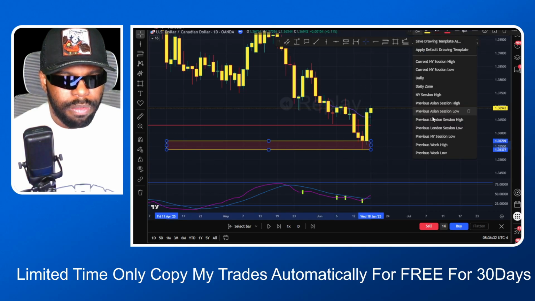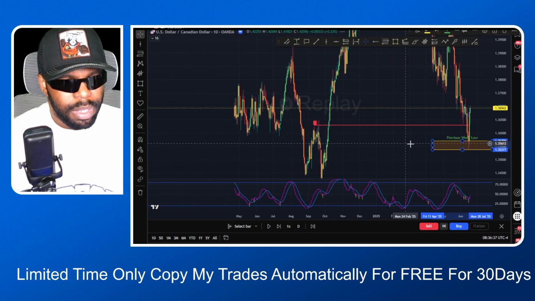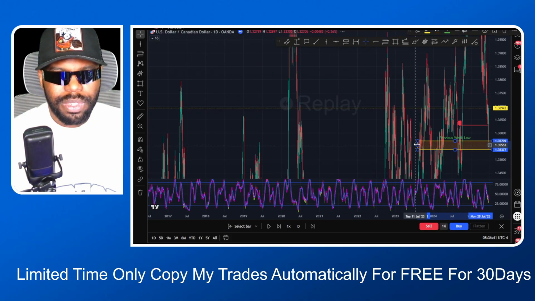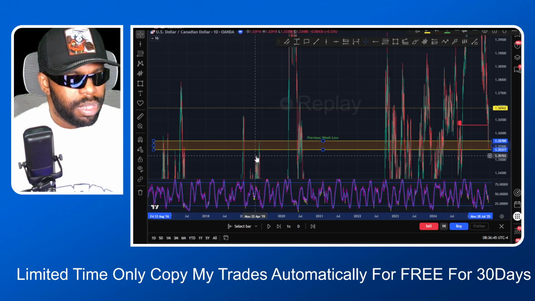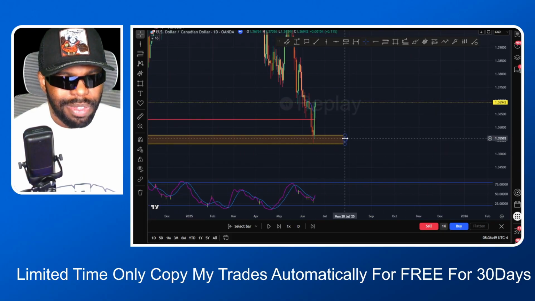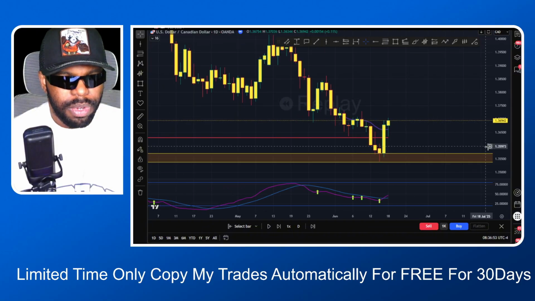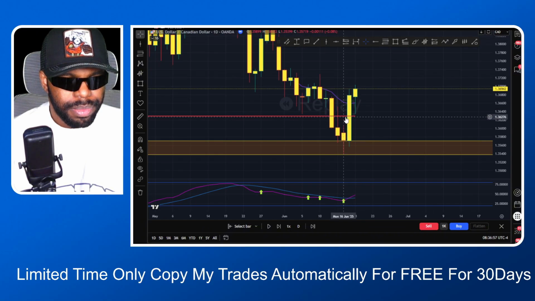I normally have a template for it. That's going to be my previous week. Again, you want to draw it from the, see how strong the zone is. As you can see, there's a lot of rejection here, here, here. So this is telling me that this zone is very, very strong. Okay, and then also what I want to look for is the previous weekly high.